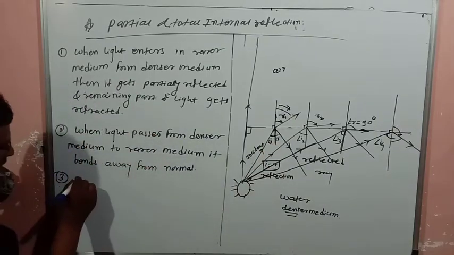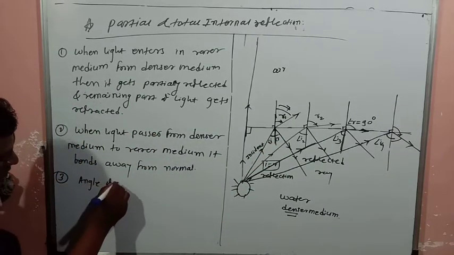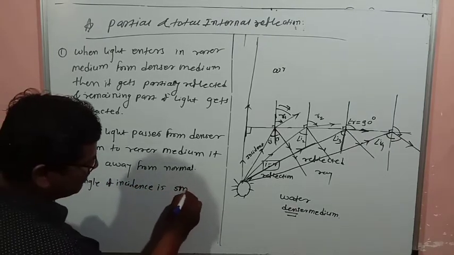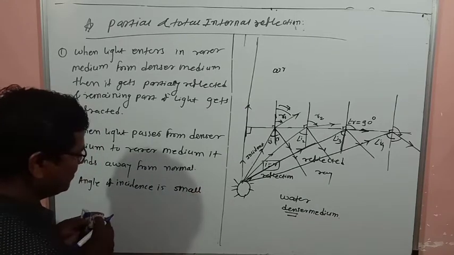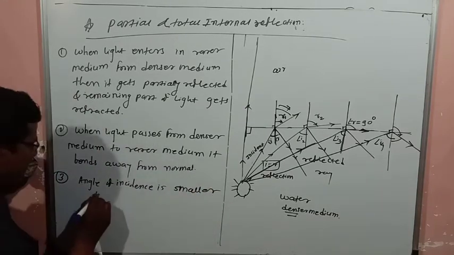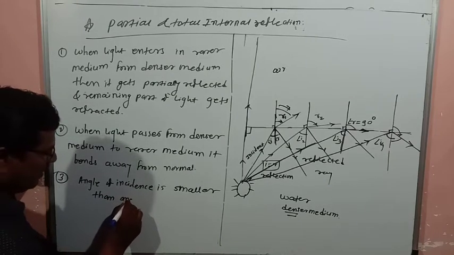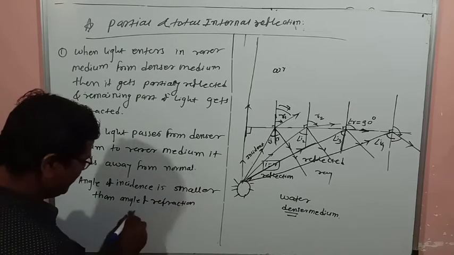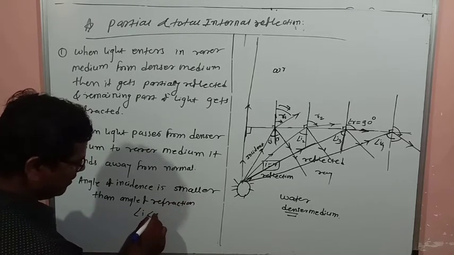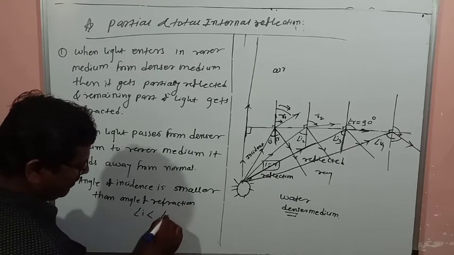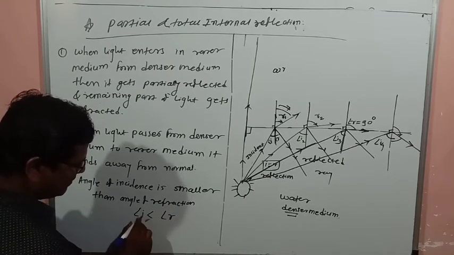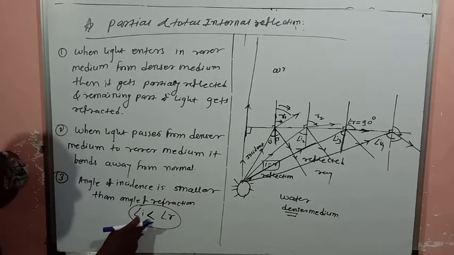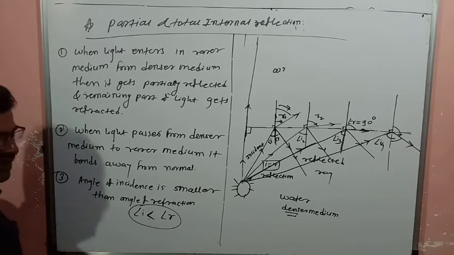So angle of incidence is smaller than angle of refraction. Angle I is smaller than angle R. This one you have to remember, this one is the symbol of smaller than. Angle I is smaller than angle of refraction.